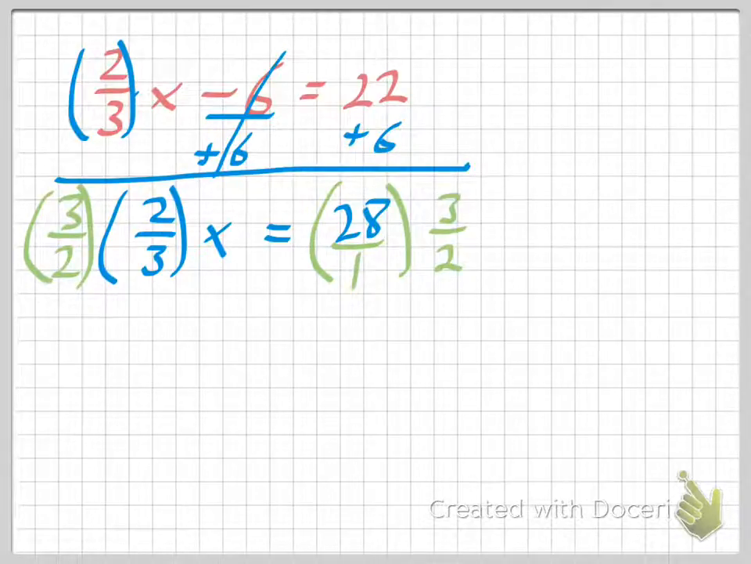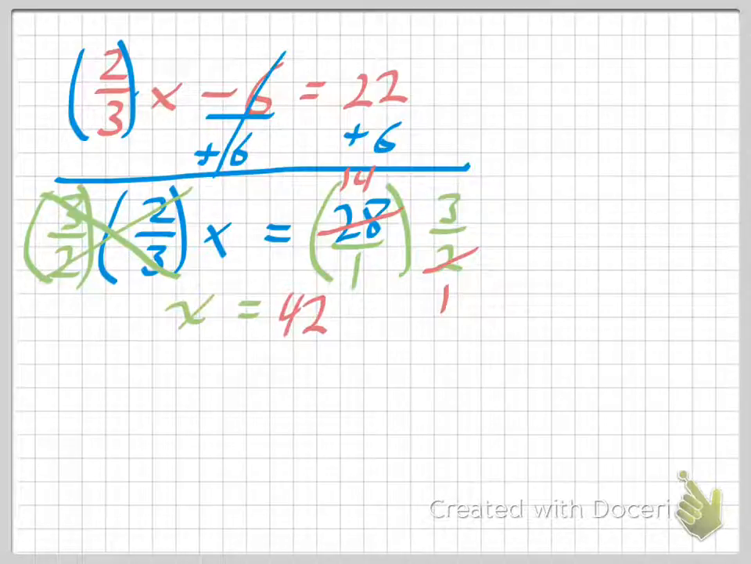Okay. On the left side, we get beautiful fruit ninja. The 2's and the 3's cancel out, leaving me with just x. On the right, I can also do a little canceling. The 2 and the 28 are both even, so let's take a 2 out, and I get 1 and 14. And now to wrap this up, I get x is equal to 14 times 3, which gives me 42.